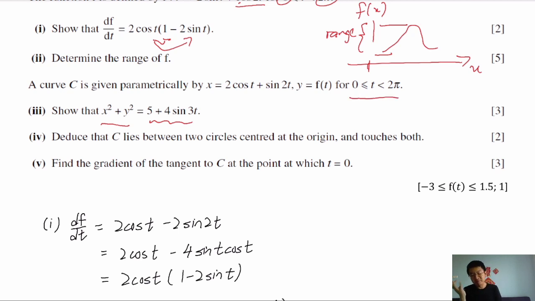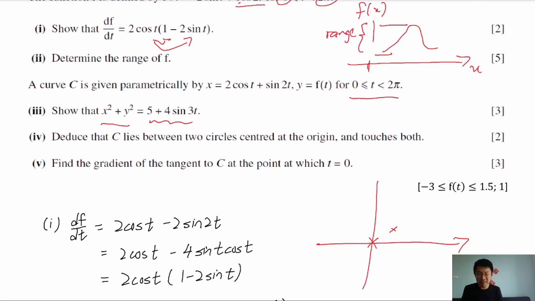the t can be from 0 to 2 pi. So at different values of t, if we change the value of t, the radius of this circle will actually change. What do we mean by that? If we have a circle, and by changing the t, we will have different points.